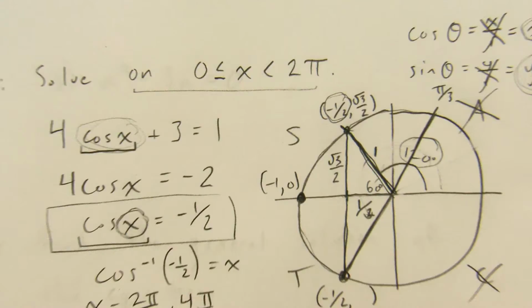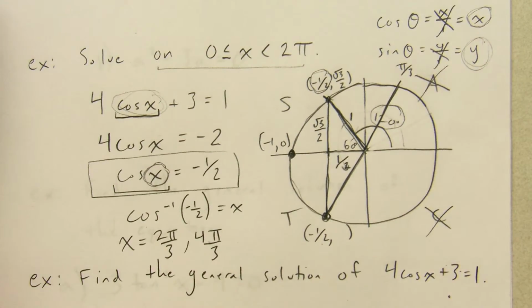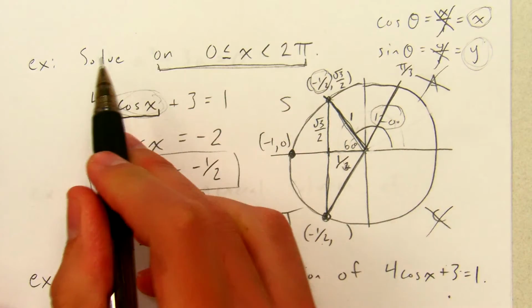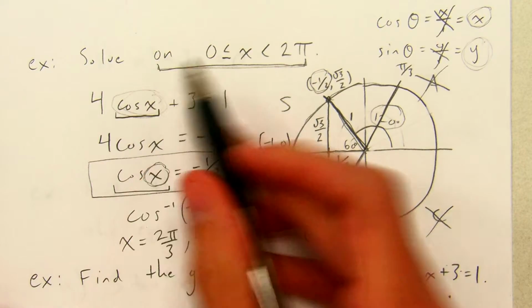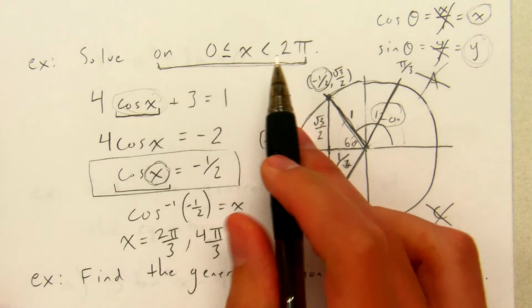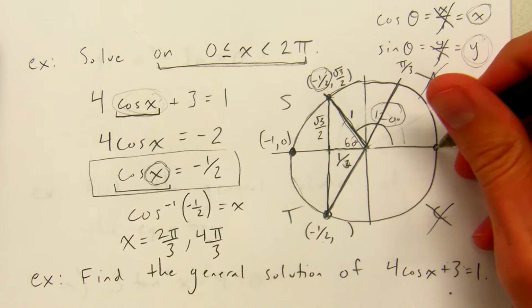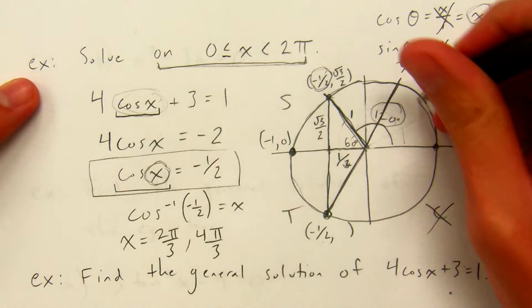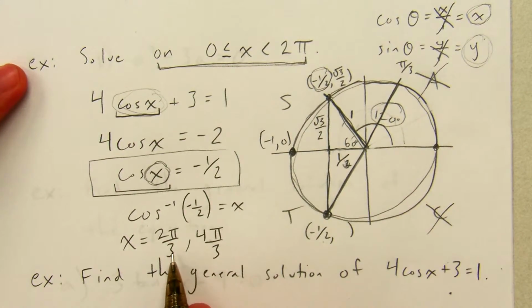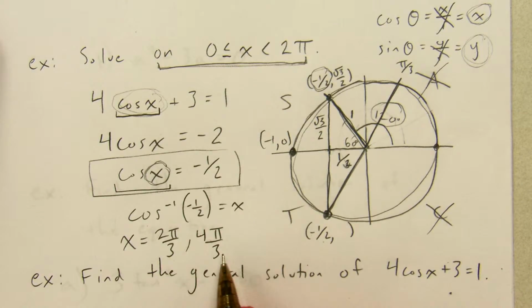We're going to do some more examples, but before we do, I want us to think about this part that we chose earlier to ignore for a moment. Solve on the interval x is between 0 and 2 pi. That means I only want to give answers from 0 to 2 pi. 2 pi over 3 is between 0 and 2 pi, and so is 4 pi over 3.